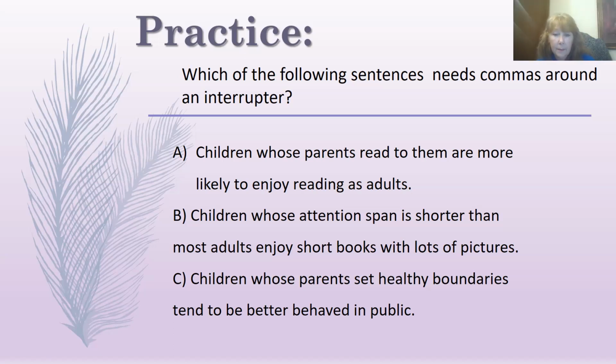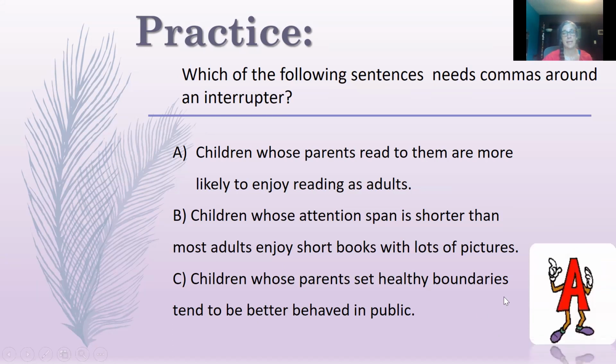So try reading B without the interrupter. Children enjoy short books with lots of pictures. Okay, so that one might need it because you're describing children in general. Yeah, there's no identifying information. It's not identifying a particular group of children. Right. A is identifying a particular group of children. C is identifying a particular group of children, and that identification information is in the interrupter. Therefore, we cannot separate it. B is talking about all children. There's nothing in "whose attention span is shorter than most adults" that identifies anyone. That's just describing children in general.